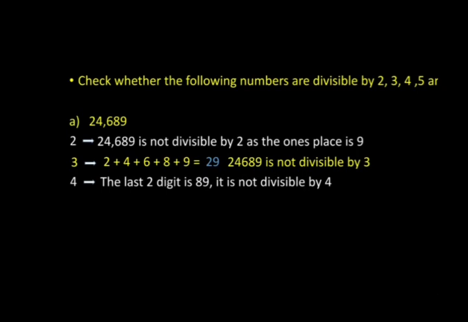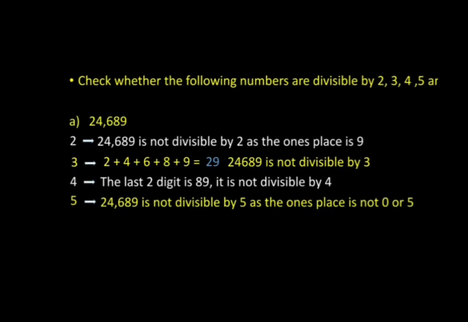Now 5. When we are checking the divisibility rule of 5, what we are doing? We are just checking the ones place. Here the ones place is not 0, not 5 also. Neither 0 nor 5. So this given number is not divisible by 5.